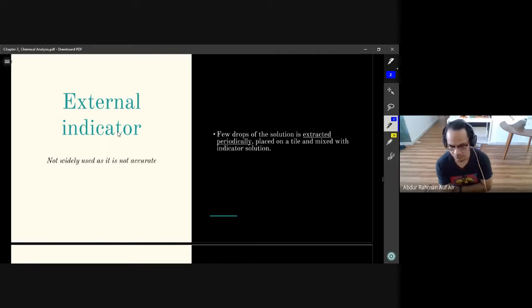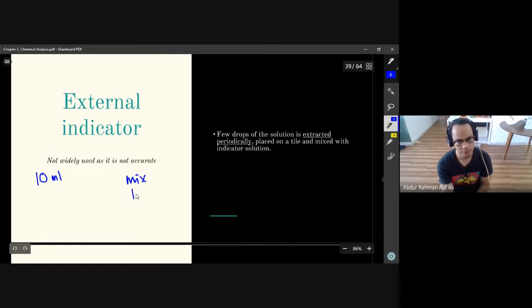Okay. So the reason why we mix outside is because at that time this is an old method. The internal indicator solution was not yet developed. So we did not know of the existence of internal indicators. So they mix outside. Okay, so this is not accurate as I said earlier because if we stop at 10 ml, okay, we have titrated 10 ml. So we take a small bit, mix it with the indicator, stir and see no color change.